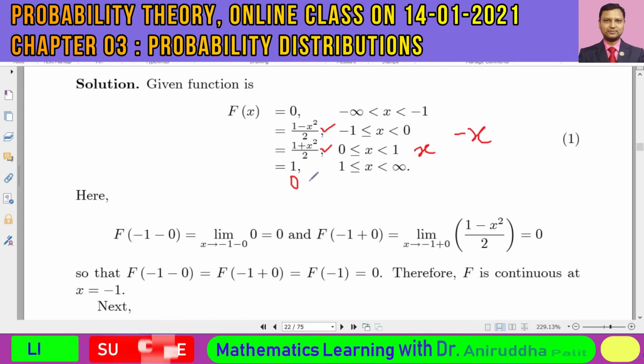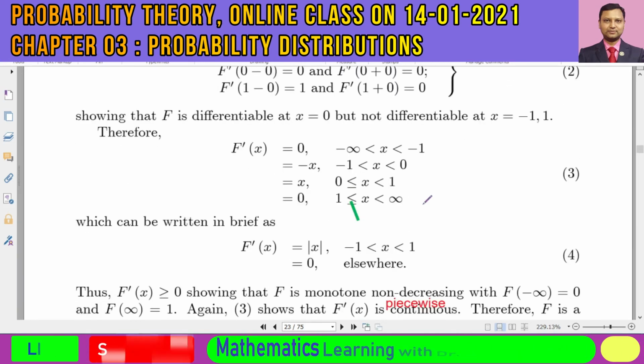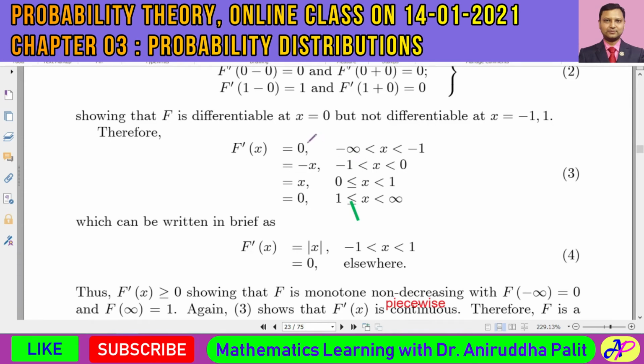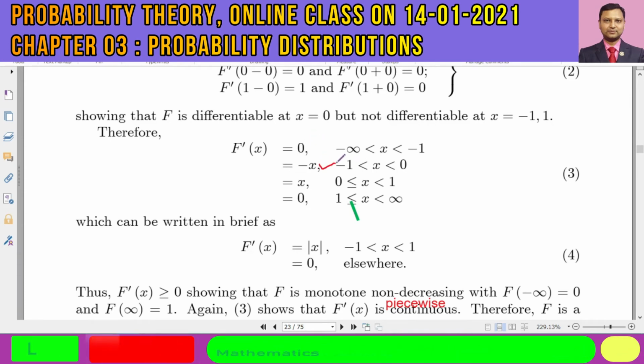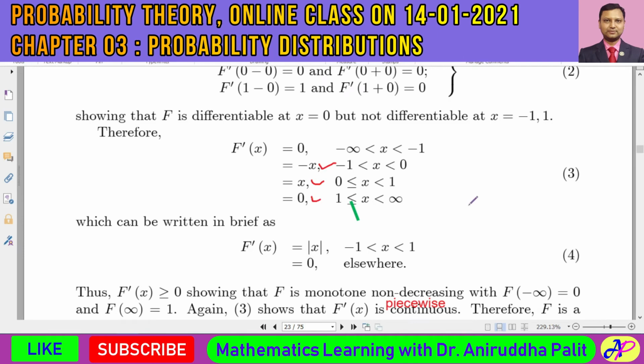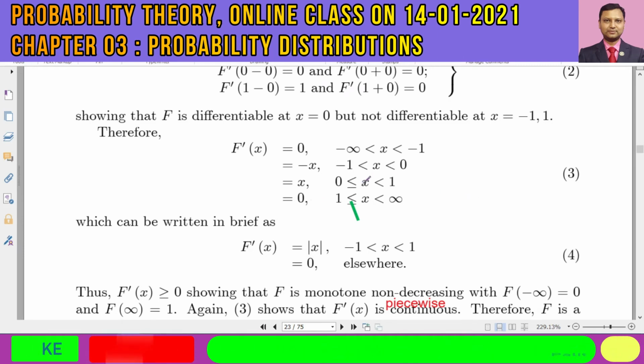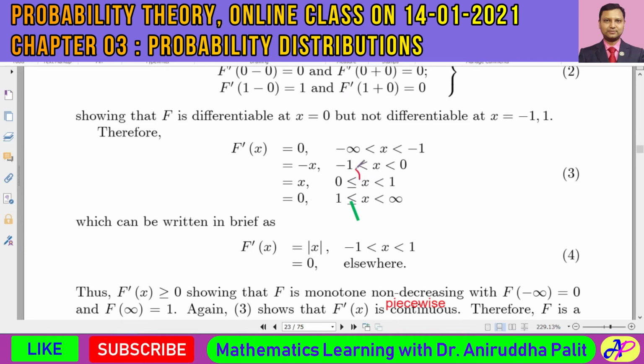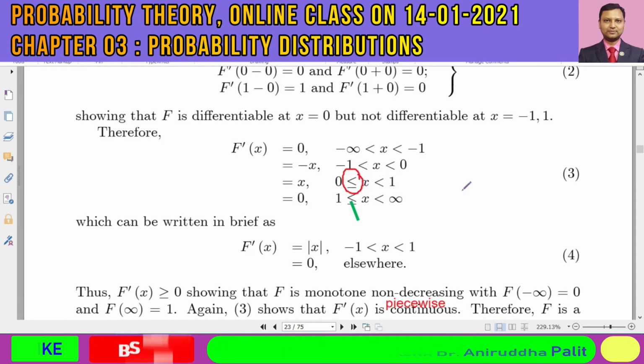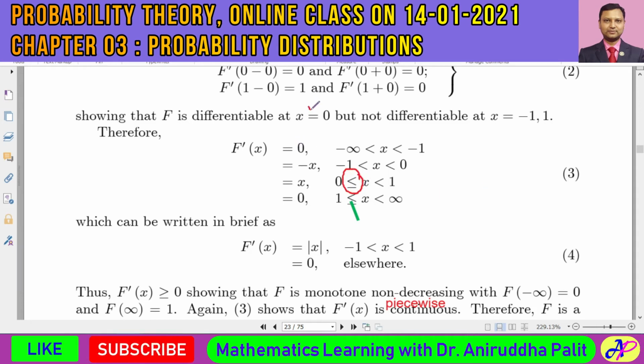The value of the derivative should be minus x, x and 0. That's why I have written over here minus x, x and 0. And you observe over here I have included equality. I have included x is equal to 0. Why? Because the function is differentiable at the point x is equal to 0. So I need to include the point x is equal to 0 either in the second segment or in the third segment. I have included this result in the third segment.